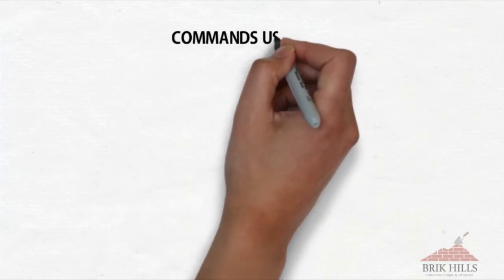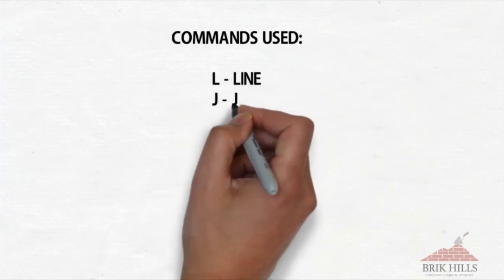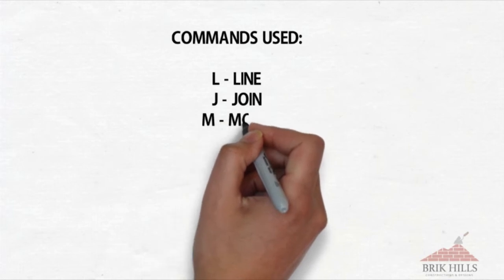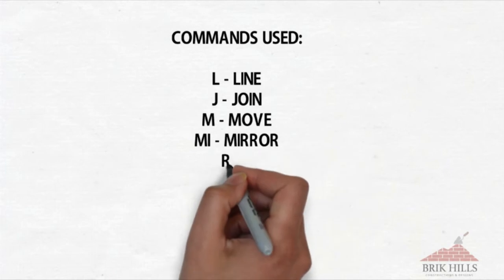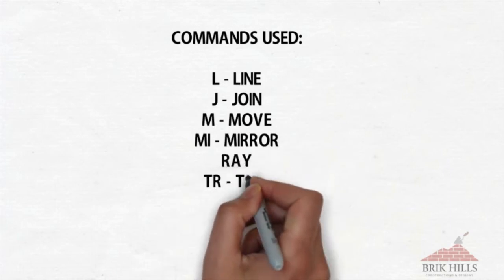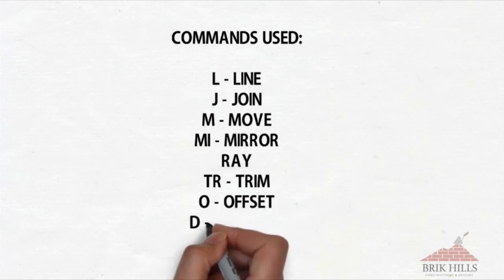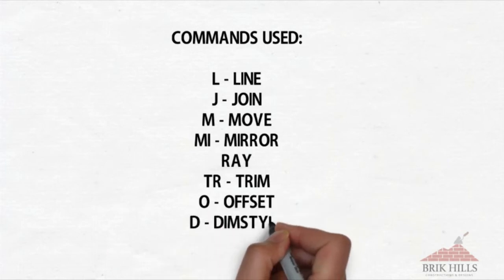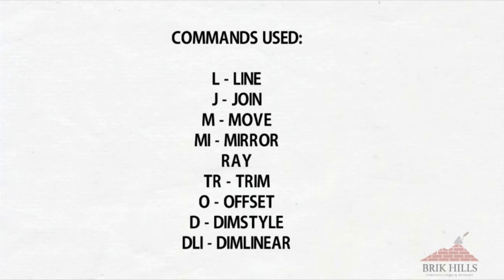The commands which are used in AutoCAD to draw this plan and elevation of a simple table are listed below. These are the commands used: line command, join, move, mirror, ray, trim, offset, dimension style, and also dimension linear. These are all the commands used in AutoCAD to draw this plan and elevation of a simple table. Note down these commands.